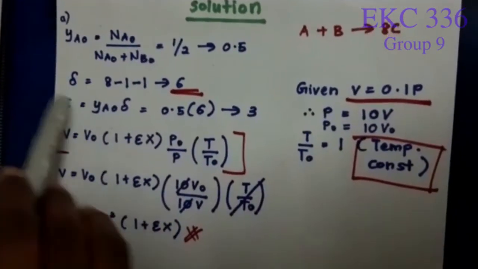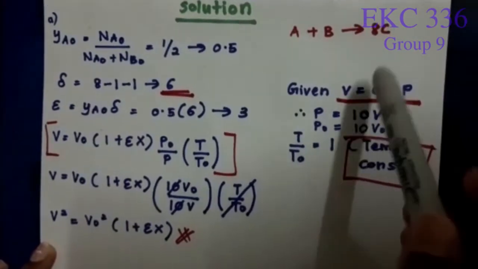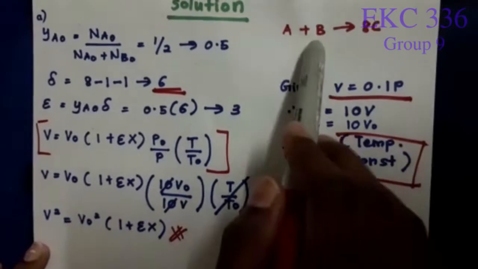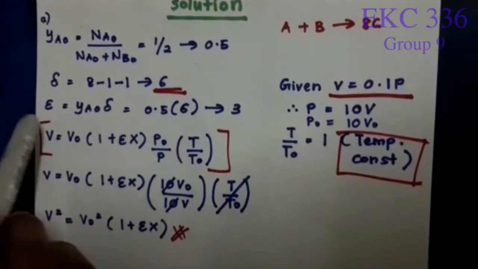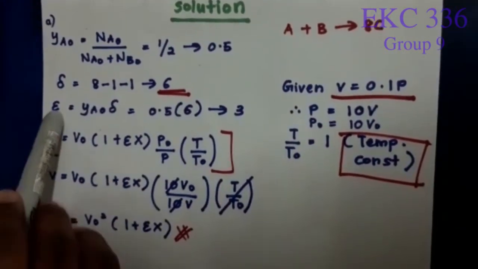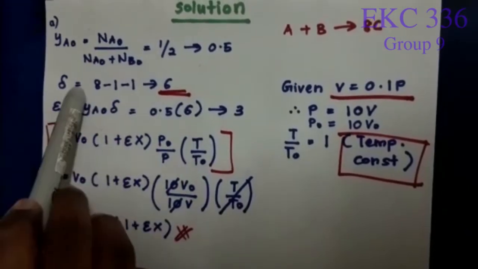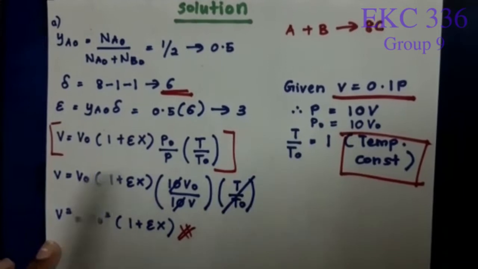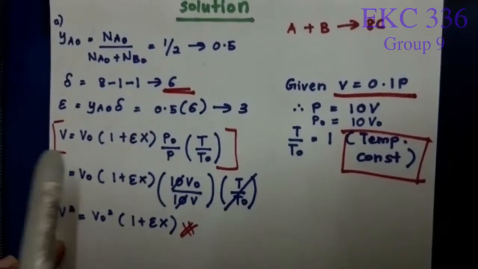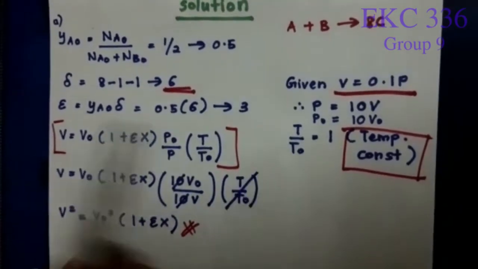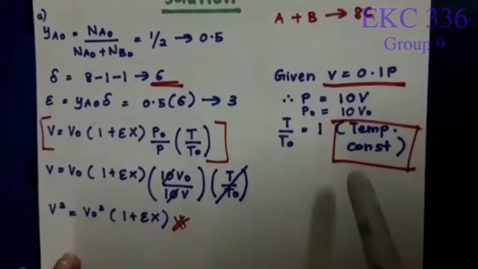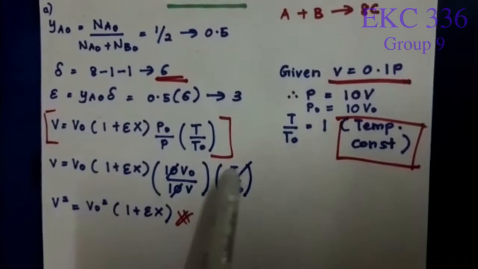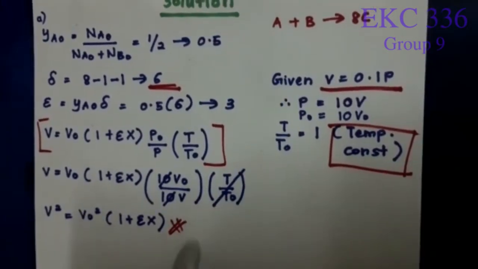Next, the delta is obtained from the stoichiometry, product minus reactant, which is 8 minus 1 and 1, so we will get 6. Next, to find epsilon: epsilon is the product of mole fraction and delta, and we will get 3 as our value for epsilon. Now, by taking the general equation of variable volume gas flow systems, we get this equation. By substituting the values obtained here into the general equation, it is reduced further into this form.